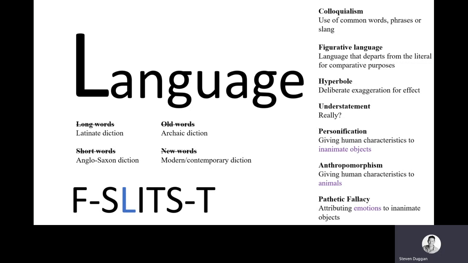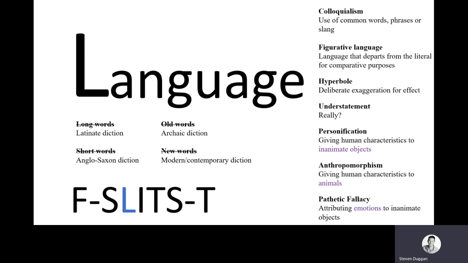And then these last three, which people often get confused by. Personification is when you give human characteristics to inanimate objects. Anthropomorphism is when those characteristics are being given to an animal. And then lastly, pathetic fallacy, which is the one people often struggle with, is when you're attributing emotions to an inanimate object. So if you're giving them characteristics, saying something is walking, that's personification.